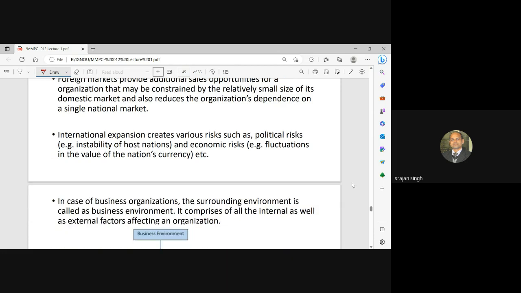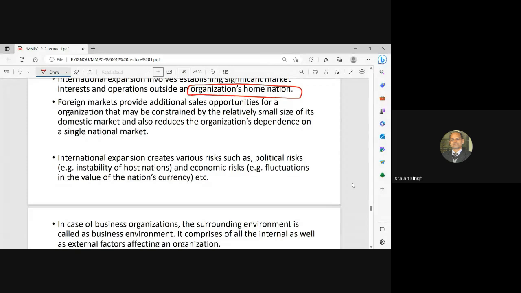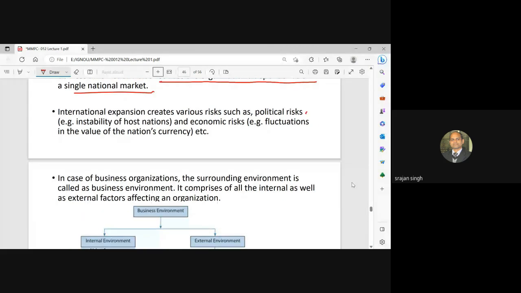Foreign markets provide additional sales opportunities for an organization that may be constrained by the relatively small size of its domestic market and also reduce the organization's dependence on a single national market. For example, McDonald's or Domino's, right? So mostly all the firms are global now because they don't want to be dependent only on a single market. International expansion creates various risks such as political risk because the politics of different countries are different. That is instability of host nations and economic risks such as fluctuations in the value of a nation's currency. Means currency value of the host country.